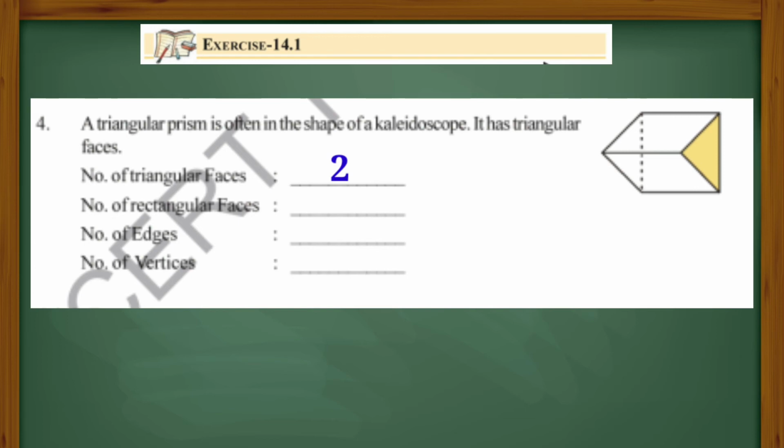And what about number of rectangular faces? Yes, there are 3 rectangular faces. And what about the edges? How many edges will be there? Yes, you are right. Total 9 edges it has. And number of vertices? Yes, you are right. Total 6 vertices it has.